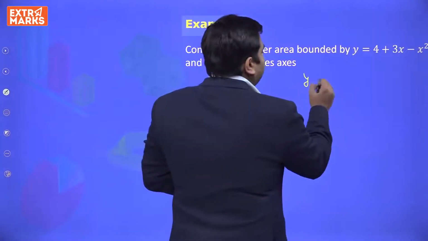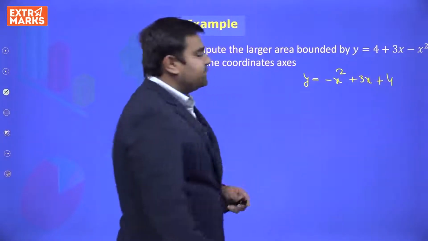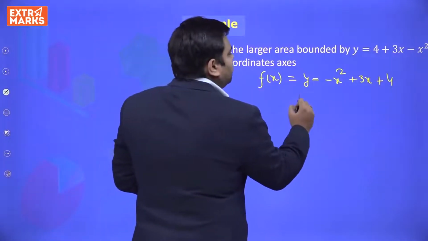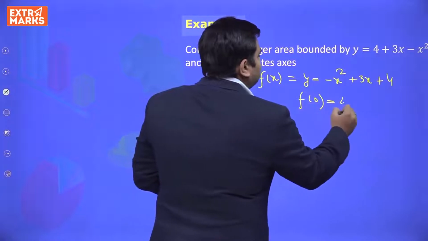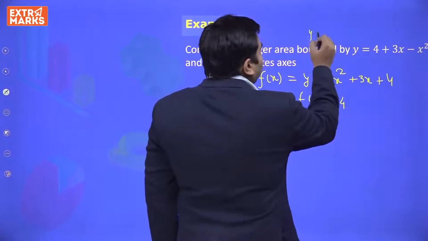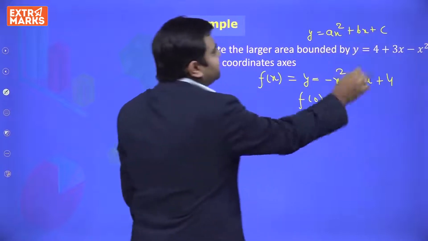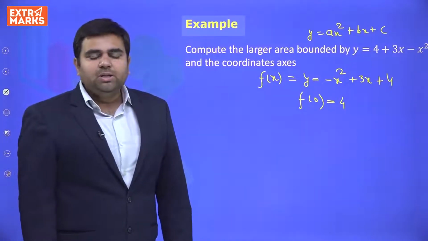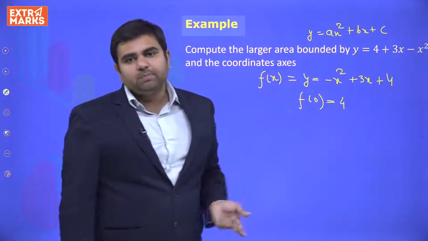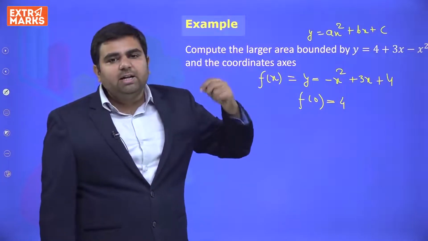So y is minus x square plus 3x plus 4, right? And I am considering this as f of x. What is f of 0, students? f of 0 is 4. Now also, when I compare this with y equal to ax square plus bx plus c, how do we plot this curve? So we all have studied how to plot the graph of a quadratic expression. In order to plot it, two things are really necessary.